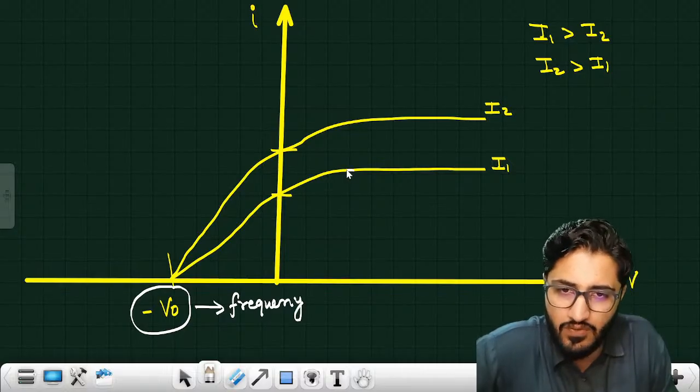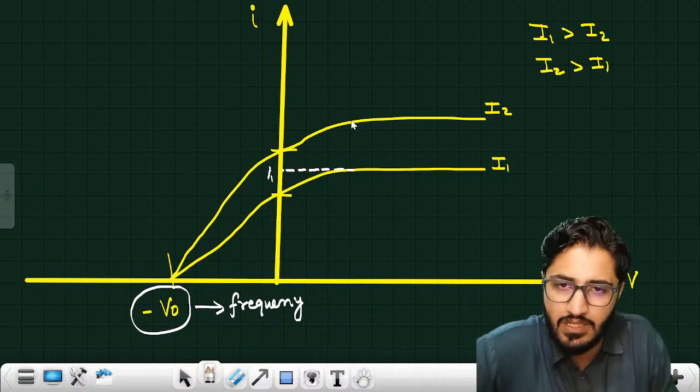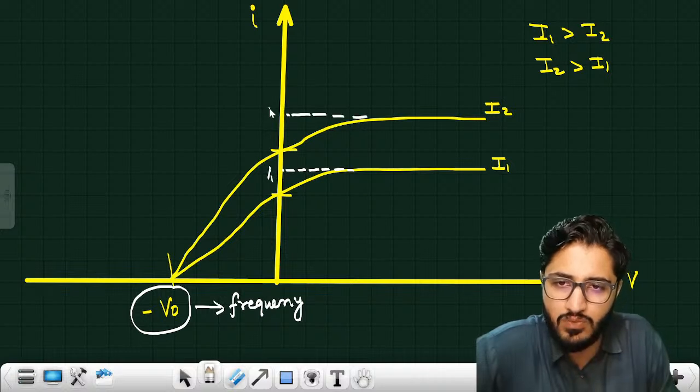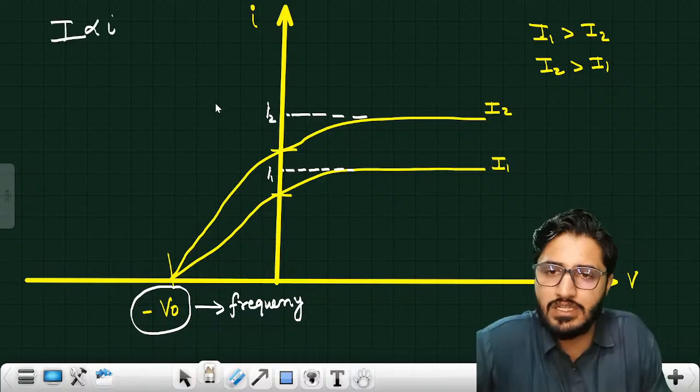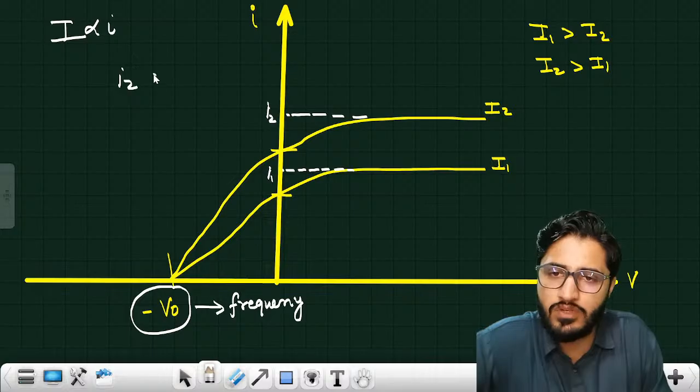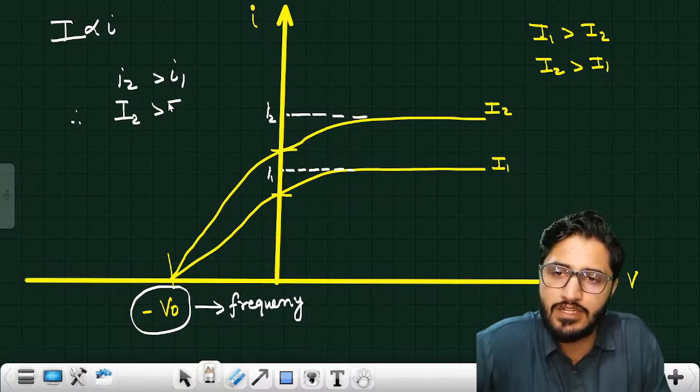So here, if you can increase it, it will be current I1. Here, it will be my current I2. And you know that current is proportional to the intensity. So you can see here, I2 is more than I1. Therefore, intensity of the second is more than intensity of the first.